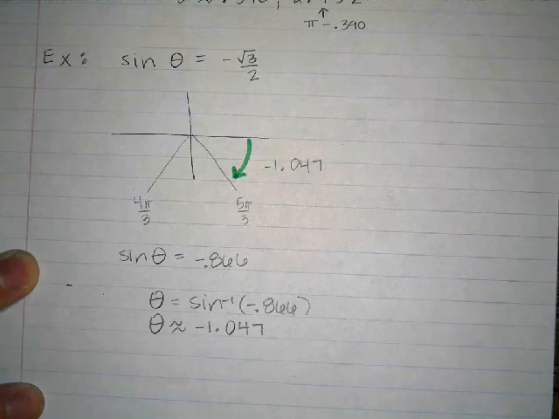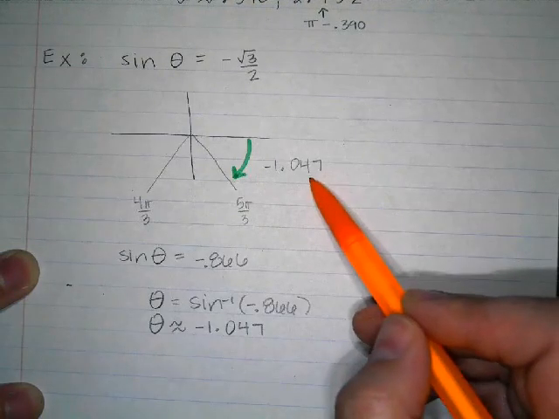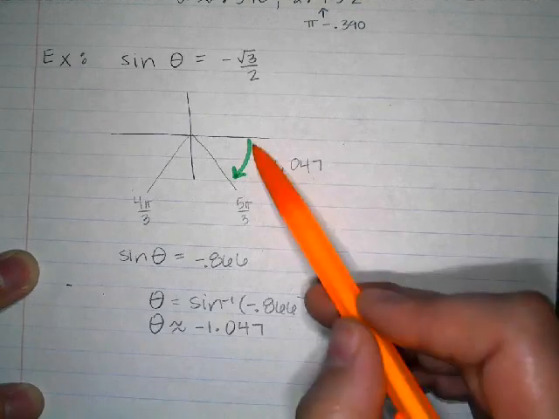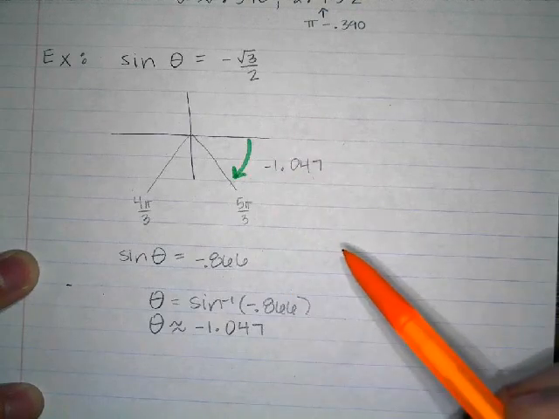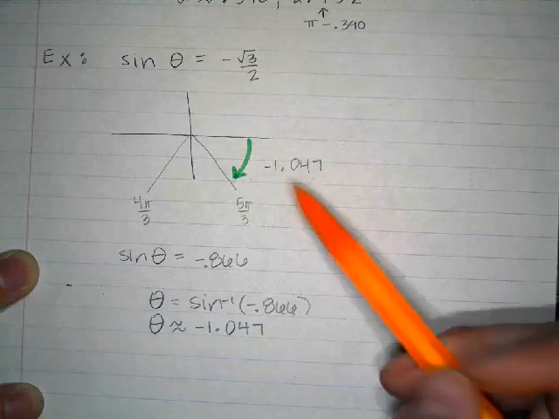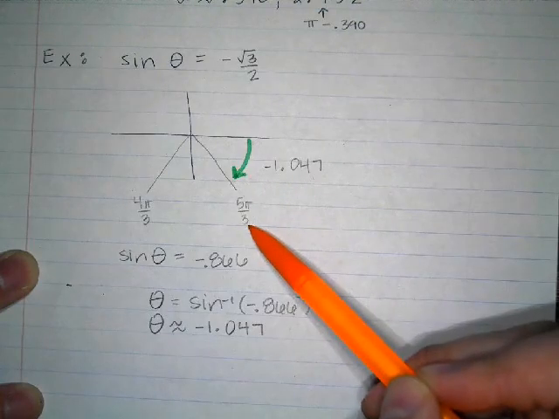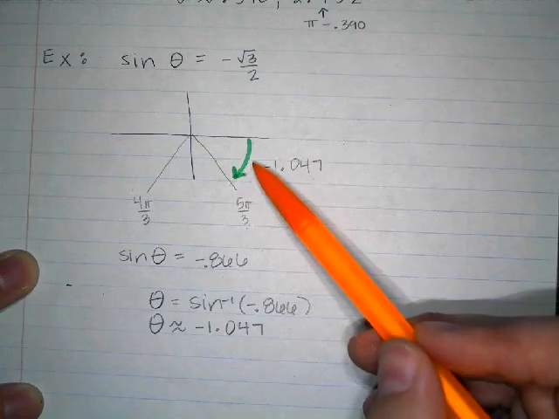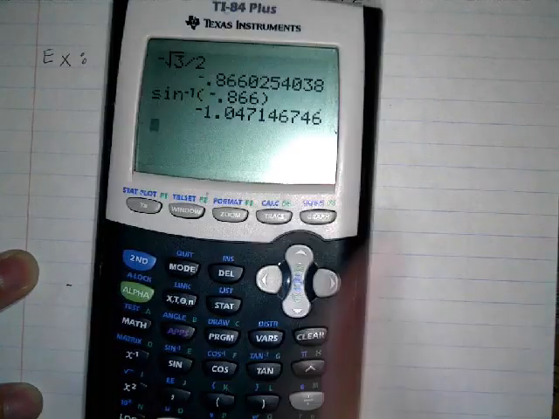Anyone have a guesstimate about what number you think this is in radians, if it measured negatively for us? We know this is 5 pi thirds. It measured negatively. It should be negative pi thirds. Let's double check and see if that's what it is. Negative pi thirds. Okay, so that's what it did. It gave us the negative version of the answer.